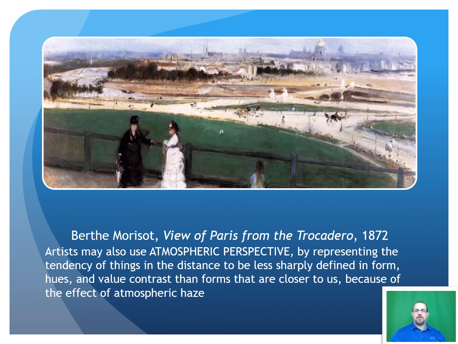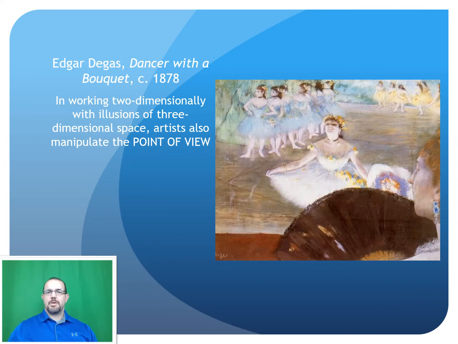In this work, the artist used atmospheric perspective, where she intentionally made the things in the background less sharply defined, more blurred out in forms, hues, and value contrast than forms that are closer to us, because she was trying to get the effect of an atmospheric haze. We're looking at Degas' Dancer with a Bouquet.